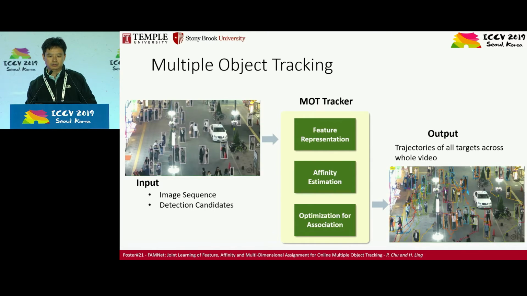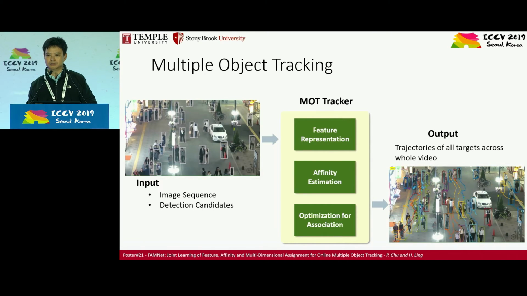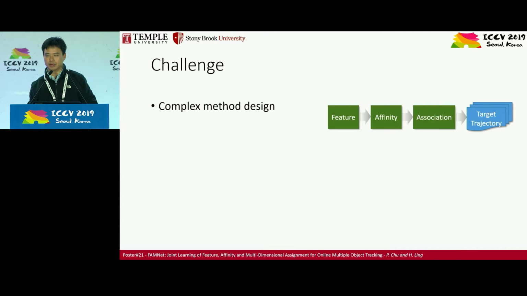Okay. So multiple target tracking is a very challenging problem for several reasons. One typical reason, which we'll show later, is the complex method design. Basically, we need to put all the components together, and try to optimize them for a global solution, which means the target trajectory.